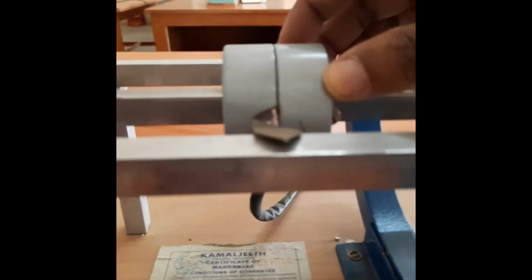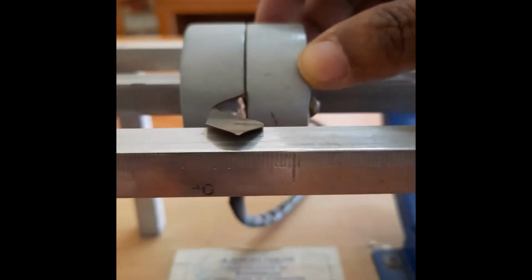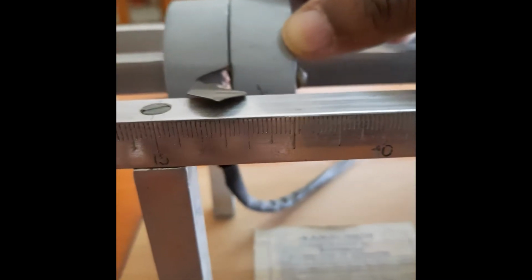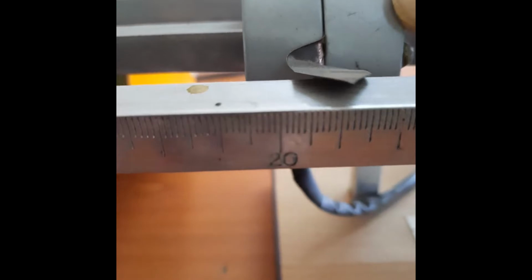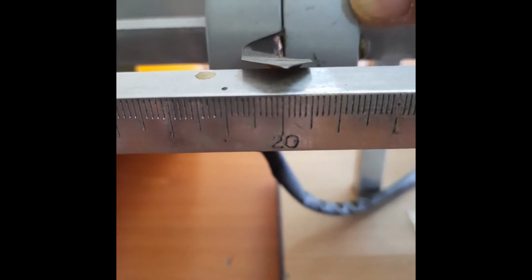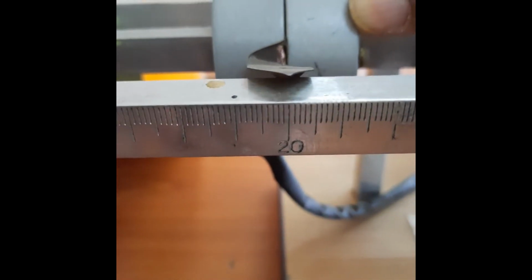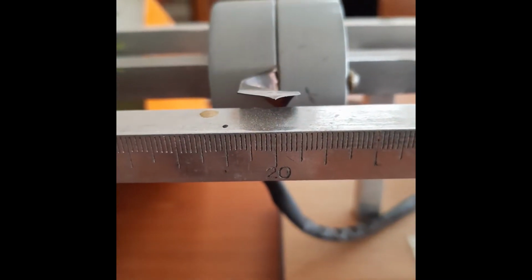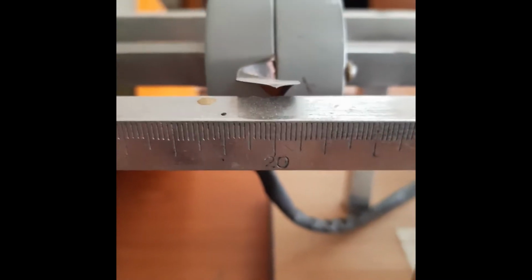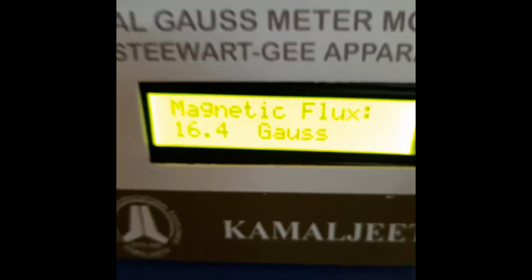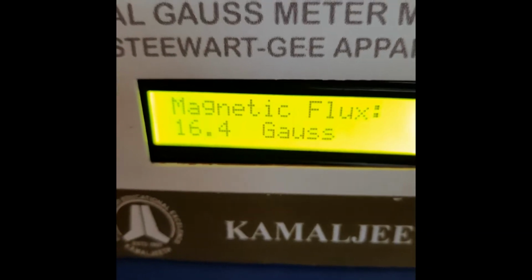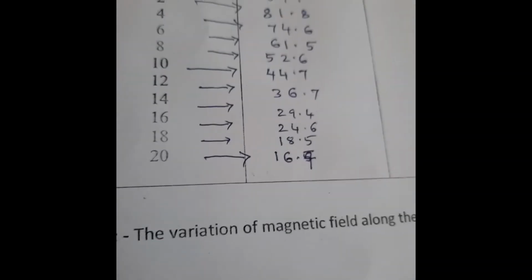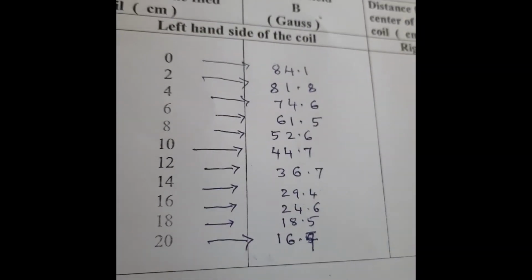Like this, we have to increase the distance of the search coil from the center in steps of 2 centimeters. Now I will show you the reading at 20 centimeters from the center O. Now the search coil is at a distance of 20 centimeters from the center. For that the reading is observed to be 16.4. So the reading entered for 20 is 16.4.